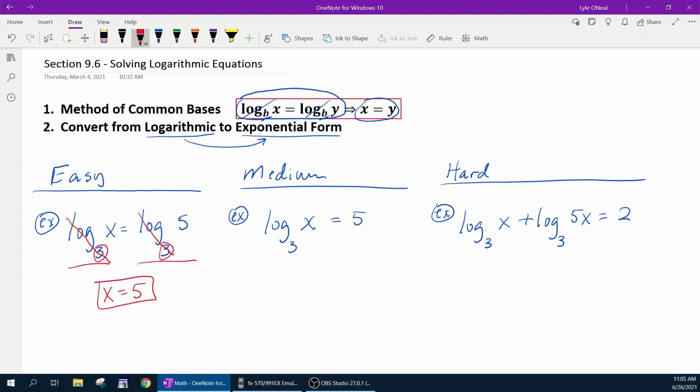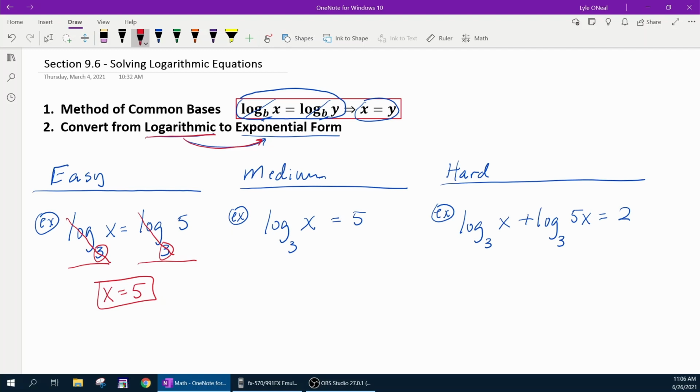For the medium category, that would be an equation where you have a log on one side and a constant on the other, and it doesn't matter what side they're on. If you have log base 3 of x equals 5, there's only one term with a log, and on the other side you have a constant, then this is going to require a little bit more work. The medium problems are where we're going to use the technique of converting from logarithmic to exponential form.